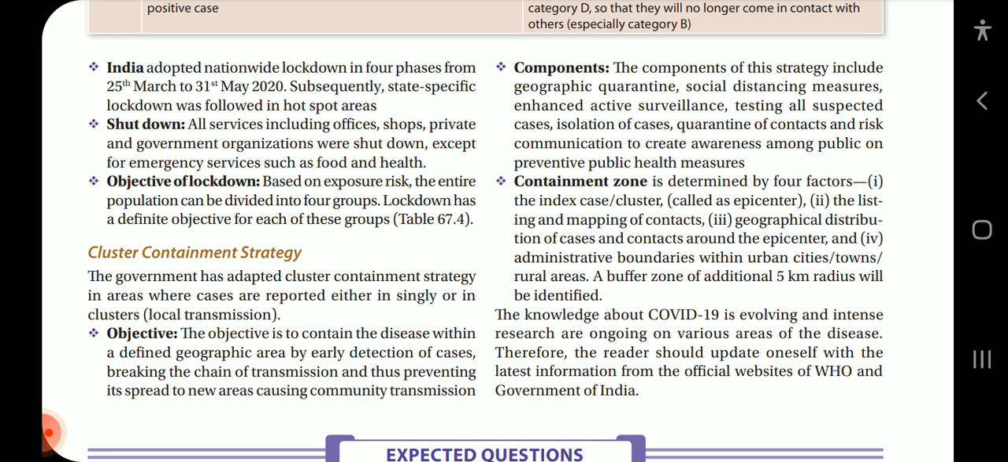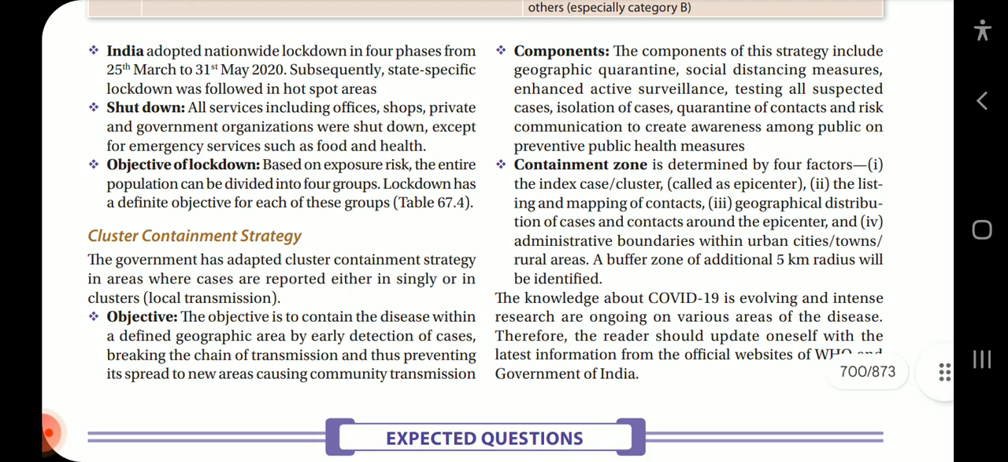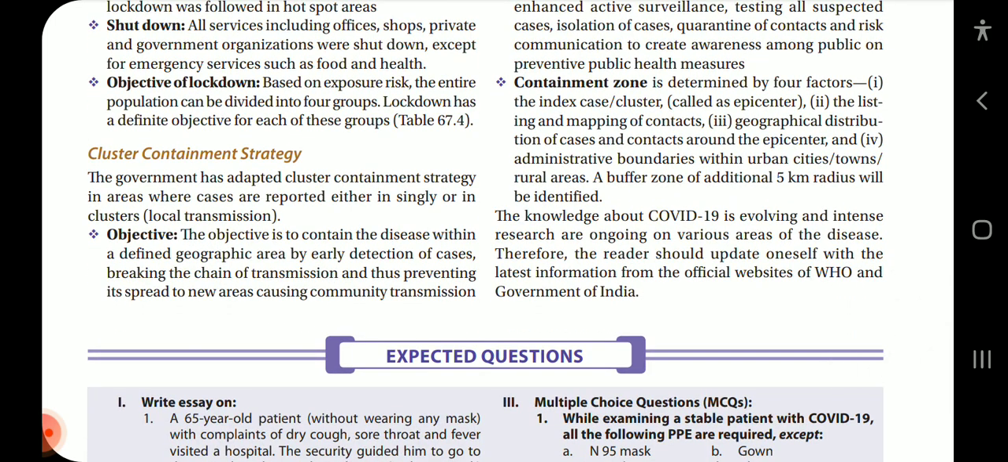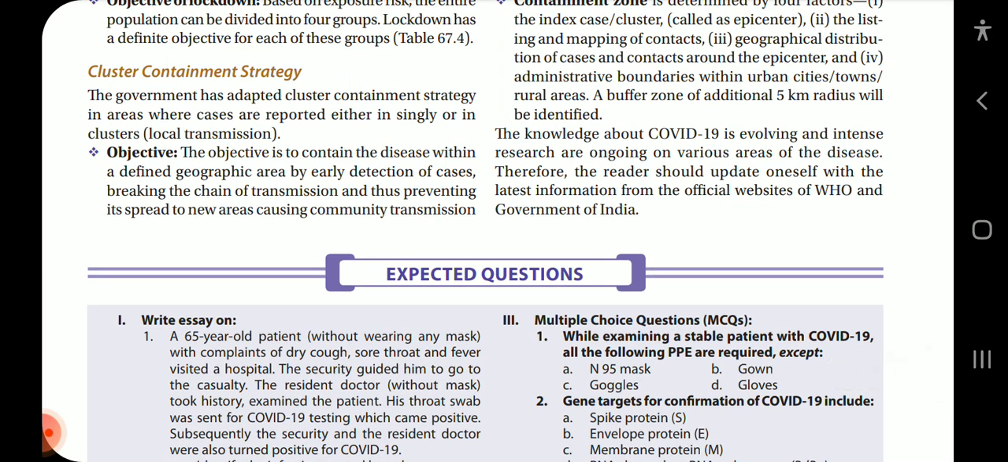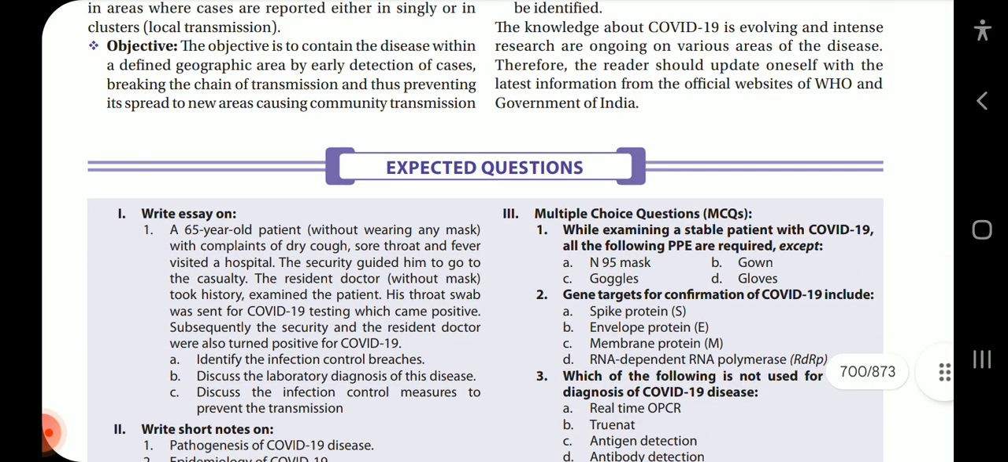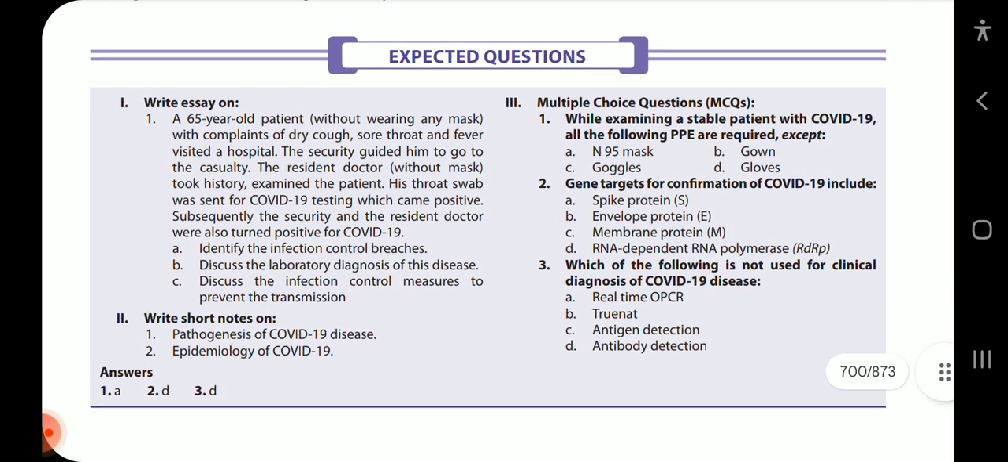Containment zone: it is determined by four factors: the index case or cluster called the epicenter, the listing and mapping of contacts, the geographical distribution of cases and contacts around the epicenter, and administrative boundaries within urban cities or towns or rural areas. A buffer zone of an additional 5 km radius will also be identified. The knowledge about COVID-19 is evolving and intense research is ongoing on various areas of the disease. Therefore, all the WHO and Government of India information can be updated as well.